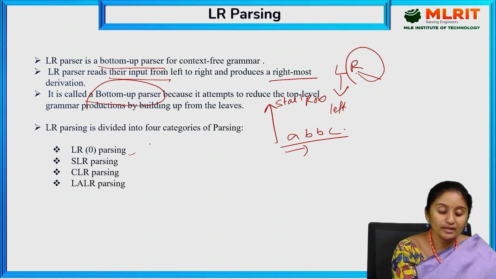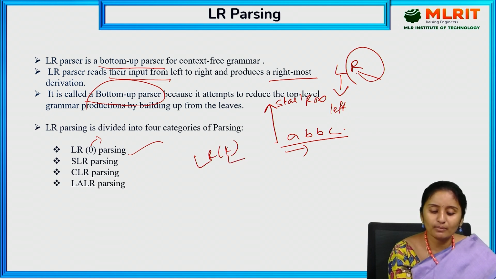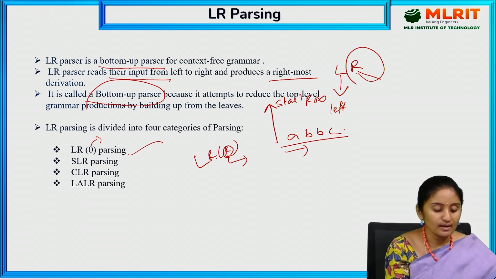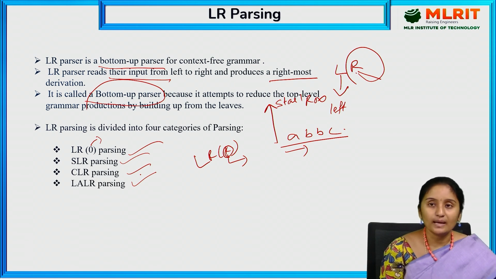The LR parser is divided into four categories. LR(0) parser: left to right scanning, rightmost derivation, where 0 means there are 0 lookahead symbols. So we have LR(K), where K means we can have K lookahead symbols. Then SLR, the simple LR parser; CLR, the canonical LR parser; and the LALR parser. These are the different types of parsing techniques.